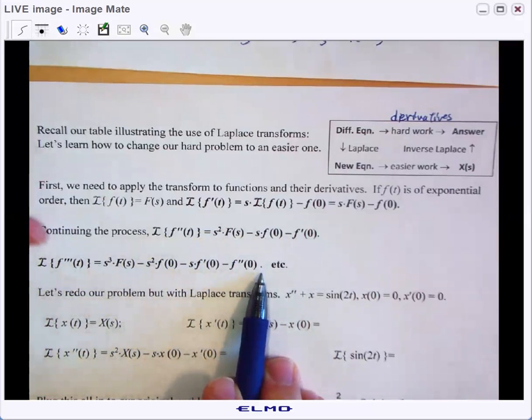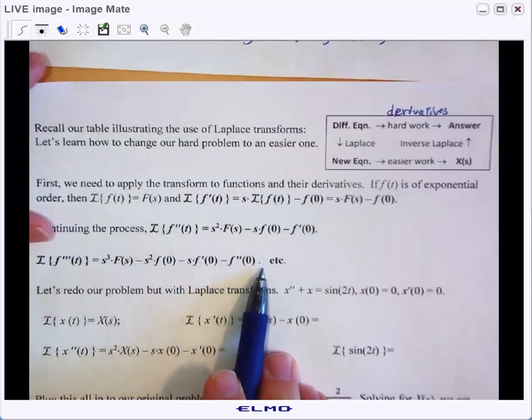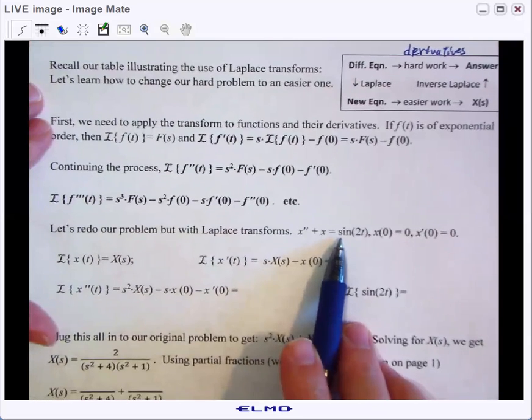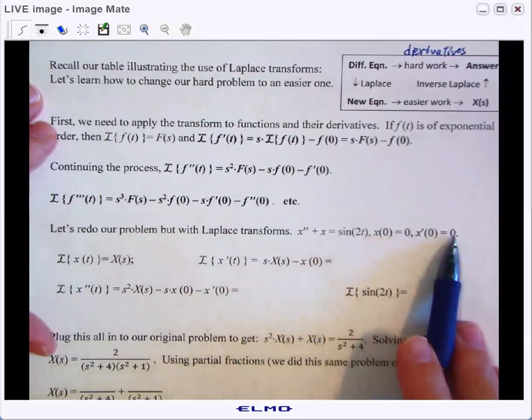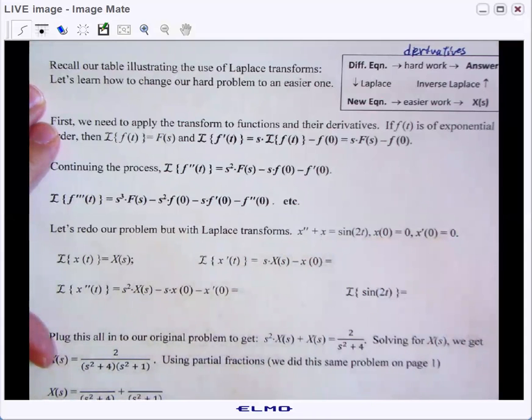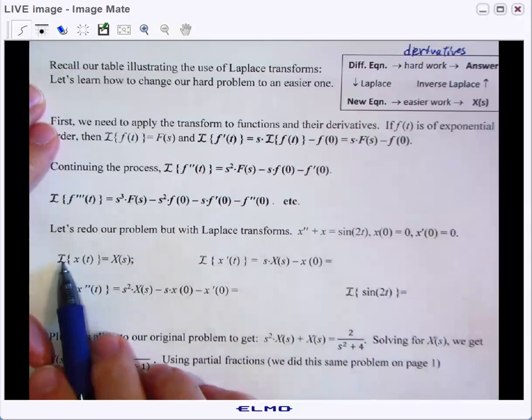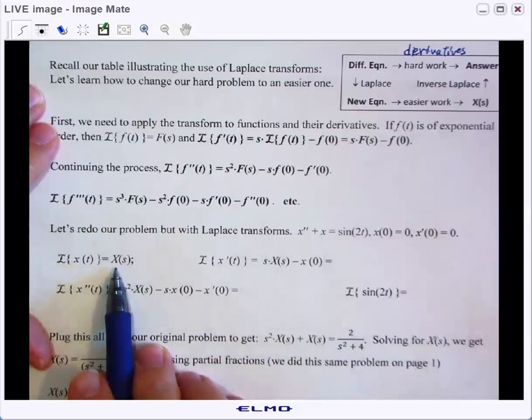Okay. So let's redo our problem that we did just a minute ago. Same exact differential equation, same exact initial values, but we're going to use the Laplace method. So we're going to name our solution x of t, little x of t. So its Laplace transform will be capital X of s.